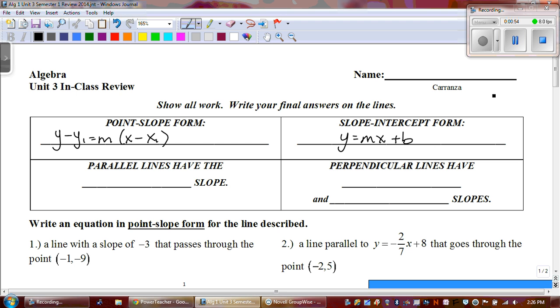Remember that parallel lines have the exact same slope, and perpendicular lines have opposite, which we're talking about plus or minus here, guys. And so it's opposite and reciprocal slopes. And reciprocal means that you have to flip.